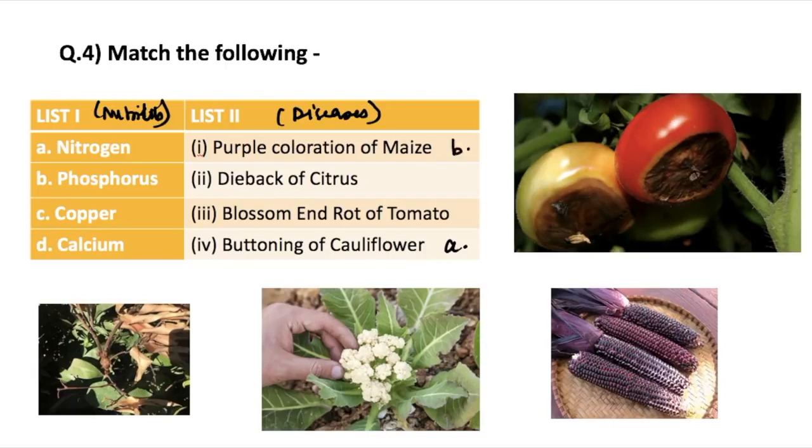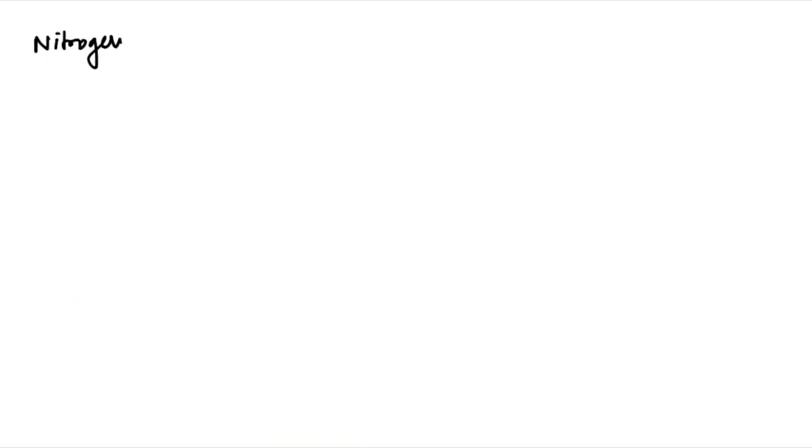If there is deficiency of phosphorus, then the purple coloration of maize is due to the deficiency of phosphorus. And if there is deficiency of copper, so this was asked in the previous examination as well, the deficiency of copper causes the dieback of citrus. For calcium, the blossom end rot or BER of tomato is the disease which is being caused due to the deficiency of calcium. Now let's look at these nutrients one by one.